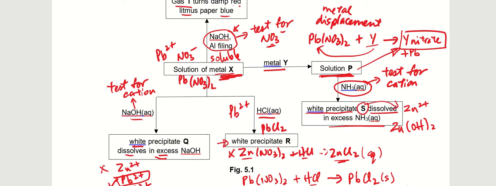Where did the zinc come from? It came from solution P. Okay, so where does the zinc in solution P come from? It came from metal Y. So metal Y must be zinc. So let's check if this Y is really zinc, can it displace lead from lead 2 nitrate? Is zinc more reactive than lead?